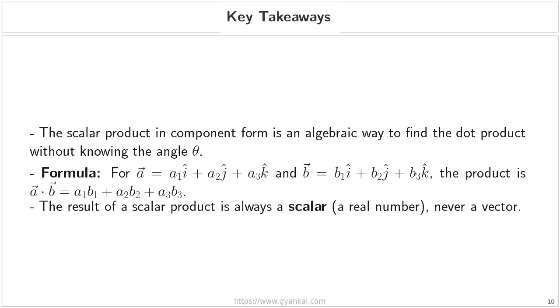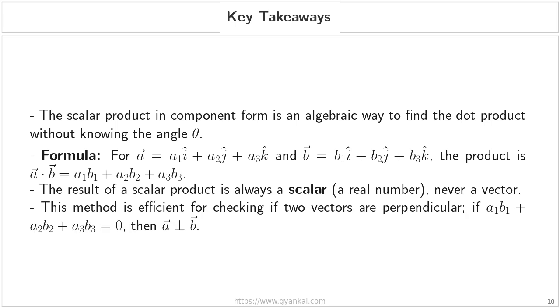A very important point to keep in mind, and something I highlighted in our common mistakes slide, is that the result of a scalar product is always a scalar, which is just a real number. It is never a vector. You won't see any i, j, or k components left in your final answer.